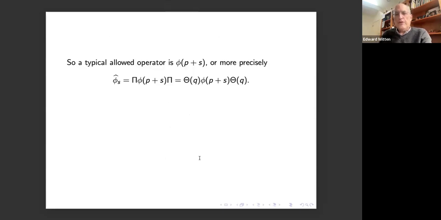So a typical allowed operator is phi as a function of P plus S, or more precisely, we should project before and after by pi, the operator theta of Q that projects onto non-negative Q. So this is a typical allowed operator in the observer algebra.